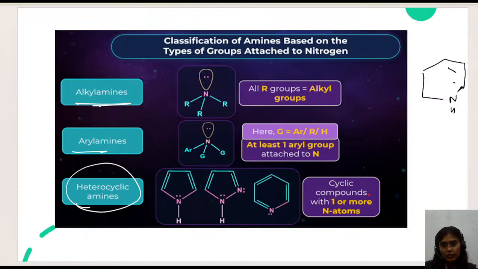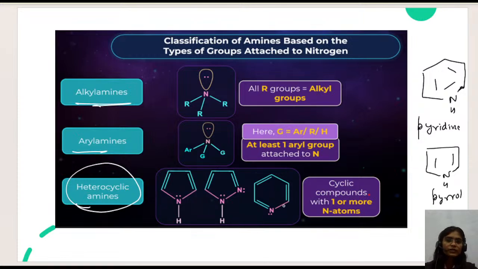Some famous examples: suppose the double bond is like this, so it becomes pyridine. I guess now you are familiar with pyridine. And one more, if this five-membered ring is there, it becomes pyrrole. So pyrrole and pyridine are the famous ones. A cyclic compound with at least one nitrogen becomes a heterocyclic amine. Okay, this is all for the classification based on the type of group attached to the nitrogen.